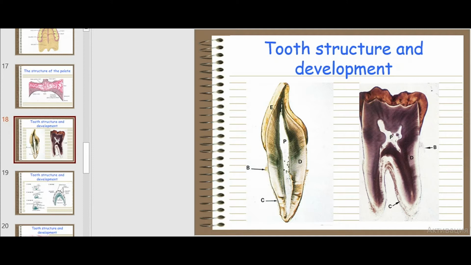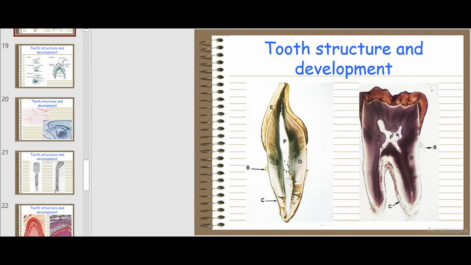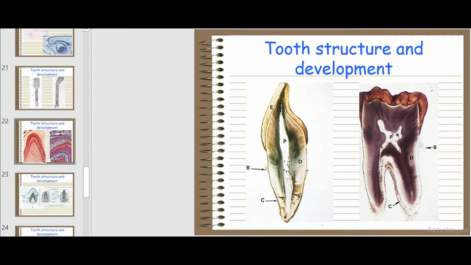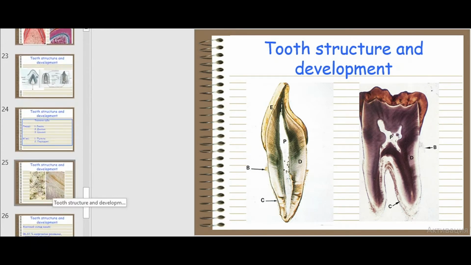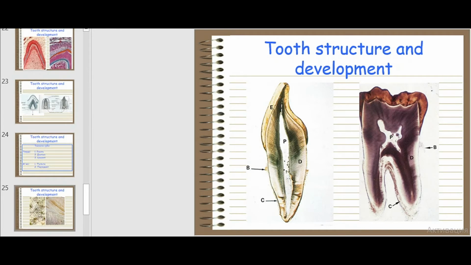Let's start from the dentin. The dentin is a calcified tissue of the tooth. It is covered by enamel on the crown and cementum on the root and surrounds the pulp.